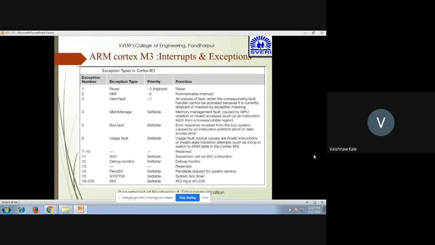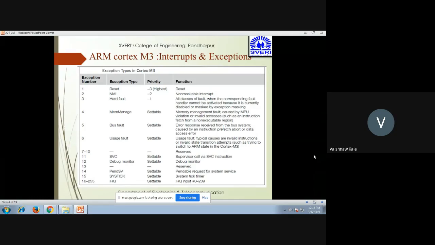So this is all about exceptions, all about faults. The bus fault is an error response received from the bus system, caused by instruction prefetch abort or data access error. Then the sixth one is a usage fault. What is the difference between exceptions and interrupts here? An interrupt is used to interrupt in between as per your requirement, and exceptions are the fault-related things, because if there is a fault, then it becomes an exception. If suddenly there is a fault in the middle of the whole program that is running, it becomes an exception. So all these faults come under exceptions.